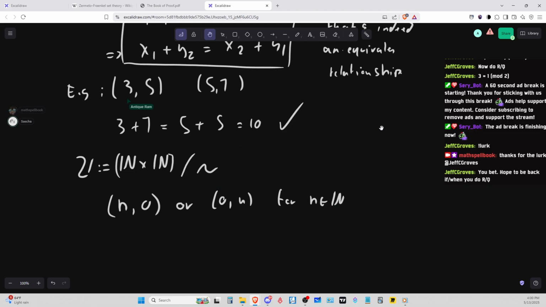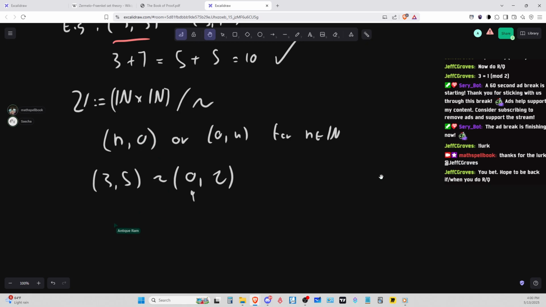So let's have a look at the example I had here. Those two pairs are supposed to represent the number -2, and the way we think of it is 3 minus 5. So we can always put them in this form. For example, (3, 5) would be equivalent to (0, 2). If you have a 0 on the left, it means you're a negative number. If you have a 0 on the right, it means you're a positive integer. For example, if we swap the order, it will be (2, 0). So that's how we're going to build the integers.